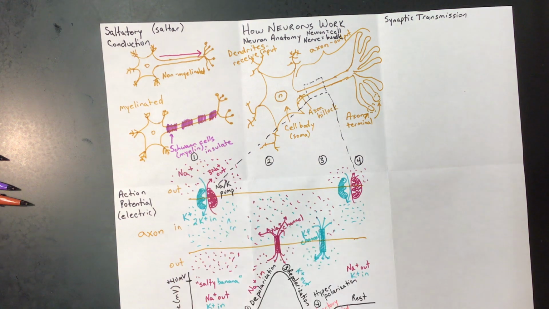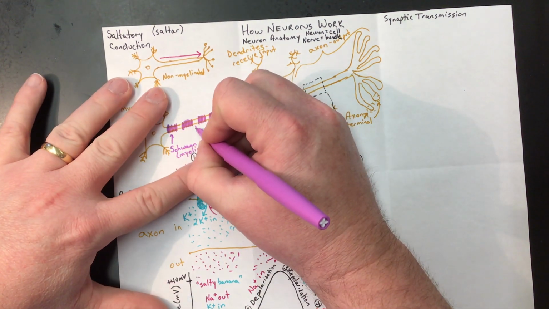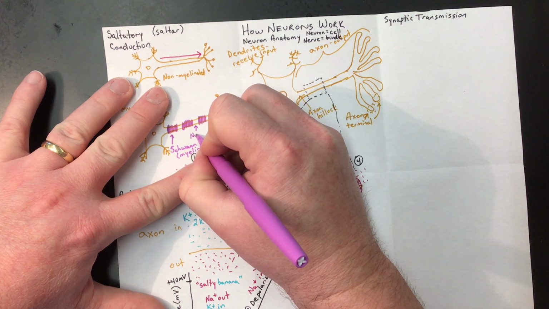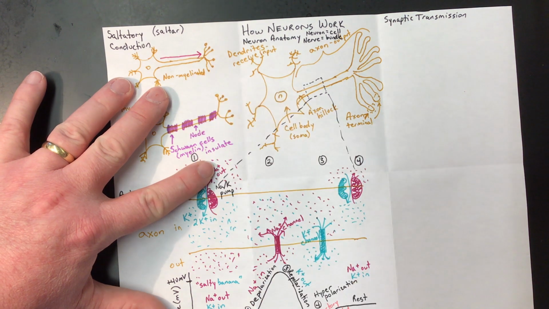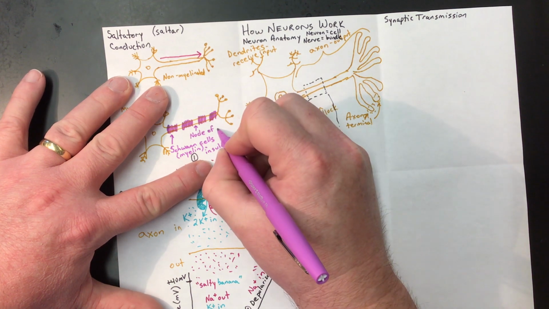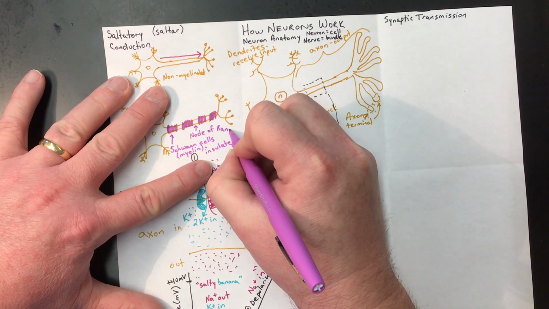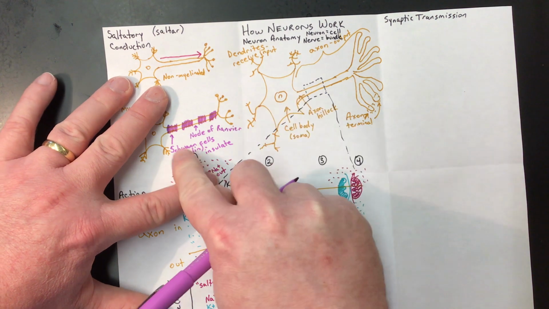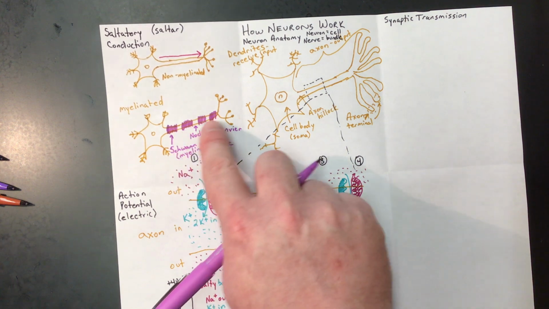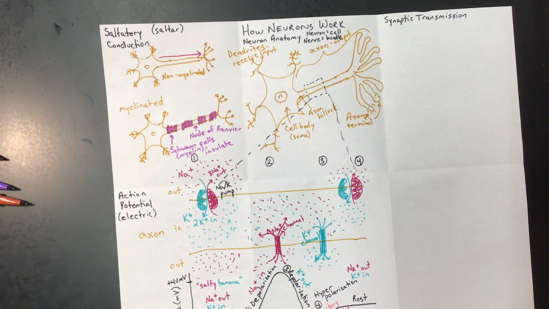Now, the inside parts here, in between the Schwann cells, they have a special name too. Those are called nodes, and they have a special name, nodes of Ranvier. And Schwann and Ranvier are some people that figured out what's going on here.